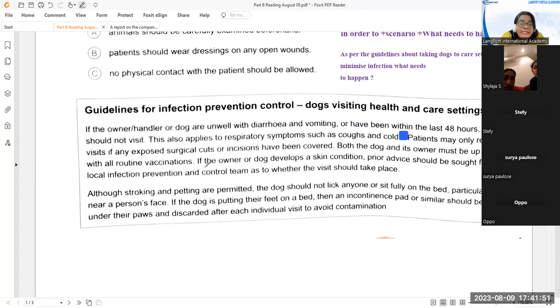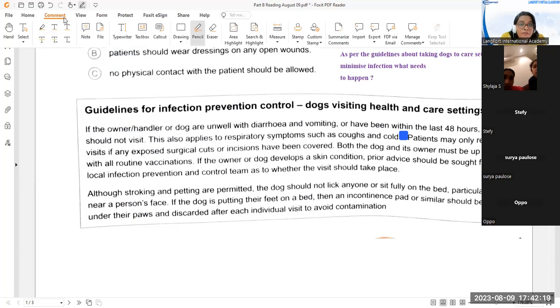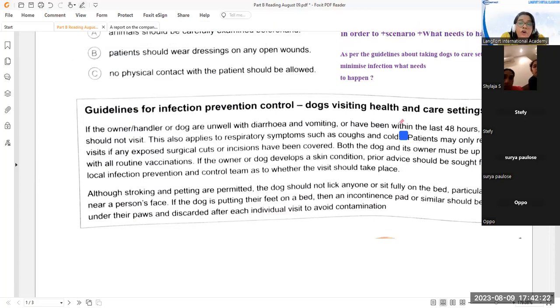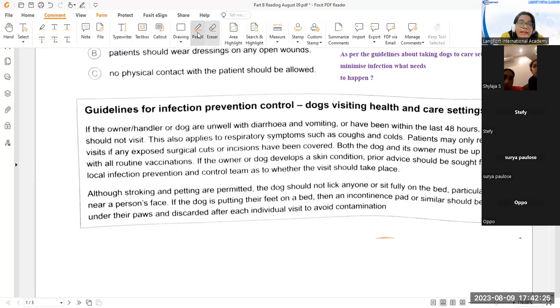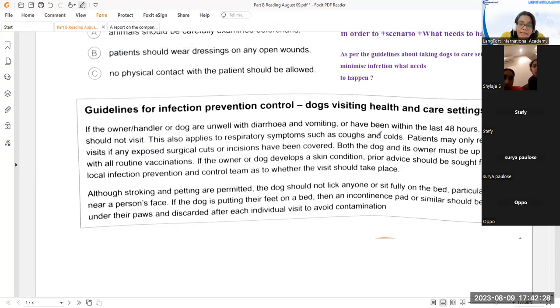That's it. So this is a guideline on infection control when it comes to dogs visiting healthcare settings, dogs visiting hospitals or wards or places like that. They are saying, if the person who owns the dog or handles the dog, or the dog themselves, are unwell, with diarrhea, vomiting, or any such problems in a span of 48 hours, they should not visit any healthcare settings. And they should also not visit if they have any symptoms such as cough or cold. If the dog or the dog's owner or handler have any of these symptoms, they should not visit a healthcare setting. Okay, all right. Steffi, can you read the next 3 sentences?